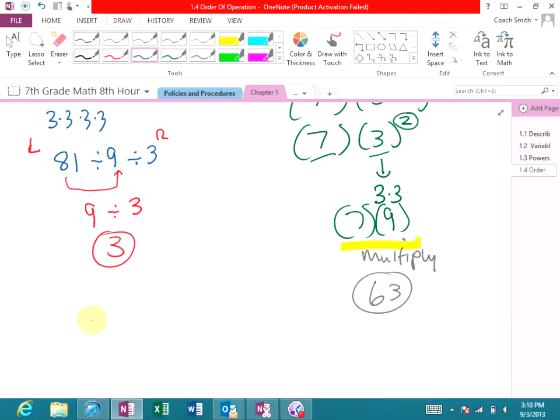Okay, we have 8 minus 2 in parentheses. All right. There you go. 8 minus 2 in parentheses raised to the second power plus 12 divided by 6.